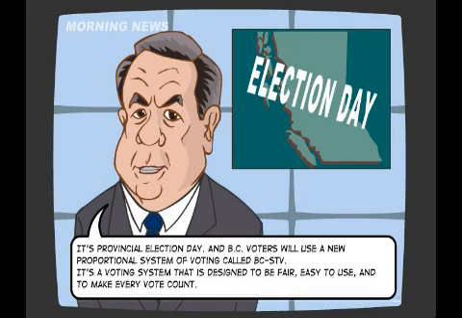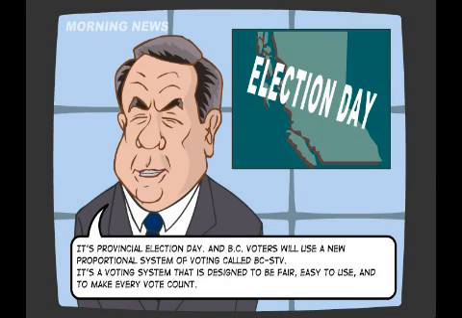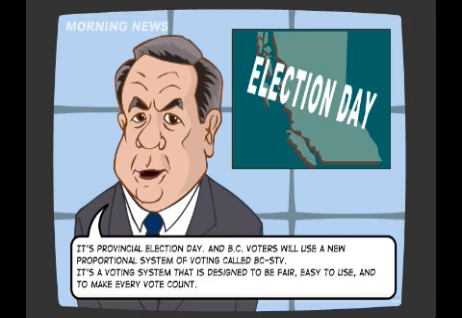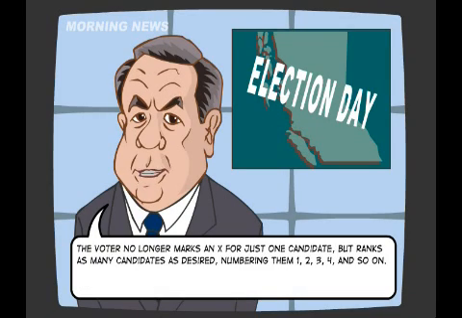It's provincial election day, and BC voters will use a new proportional system of voting called BC-STV. It's a voting system that's designed to be fair, easy to use, and to make every vote count. The voter no longer marks an X for just one candidate, but ranks as many candidates as desired, numbering them 1, 2, 3, 4, and so on.